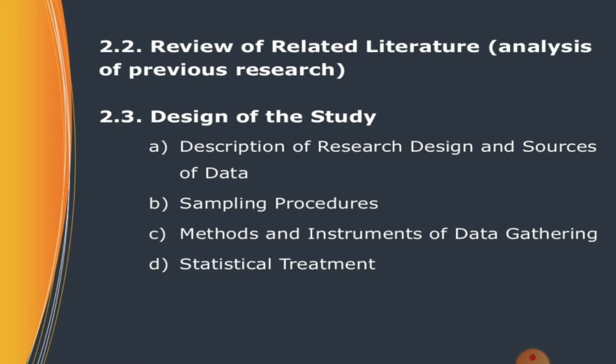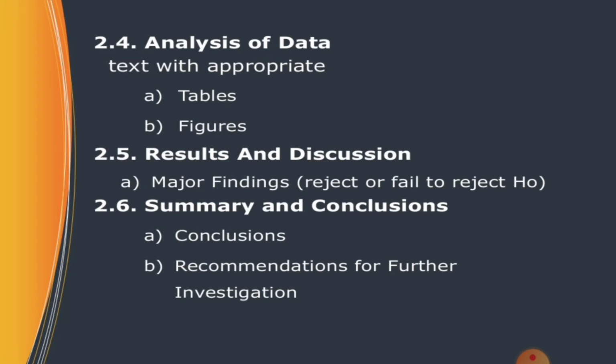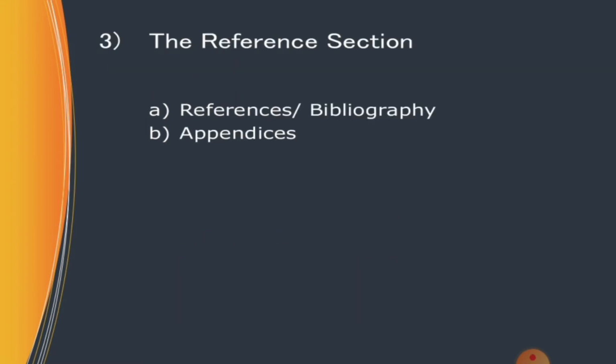Design of the study, descriptions of research design and sources of data, sampling procedures, methods and instruments of data gathering, statistical treatment, analysis of data, text with appropriate tables, figures, results and discussions, major findings, rejects or fail to reject H0. Summary and conclusions, recommendations for further investigations. The references sections, references, bibliography, appendices.